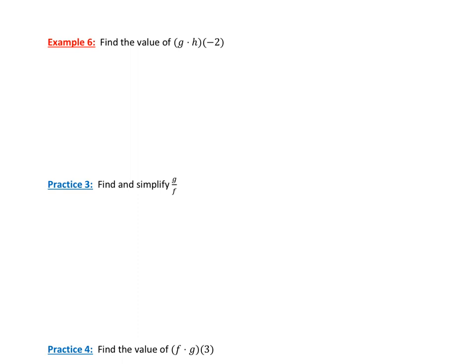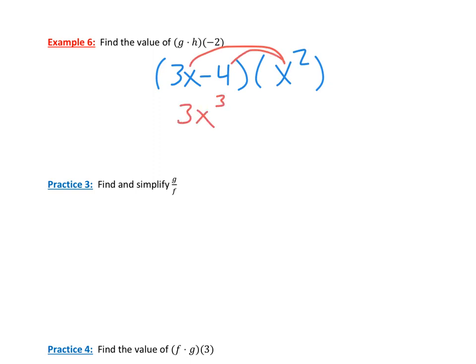The last one here is g times h of negative 2. So again, that means we're going to take the g of x equation times the h of x equation and plug in negative 2. The g of x equation was 3x minus 4, and the h of x equation was x squared. Again, I prefer to simplify this before plugging my number in, so I'm just going to distribute it through and give me 3x to the third minus 4x squared.